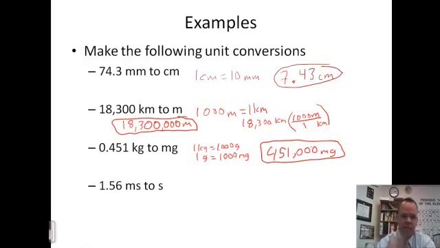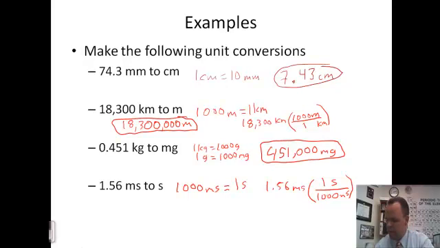The last one, 1.56 milliseconds to seconds. There are 1,000 milliseconds in 1 second. I need to divide by the 1,000 milliseconds to get seconds. So if I were to write this out like I did the second problem, 1.56 milliseconds, 1 second for every 1,000 milliseconds, 1.56 divided by 1,000, I get a final answer, 0.00156 seconds.